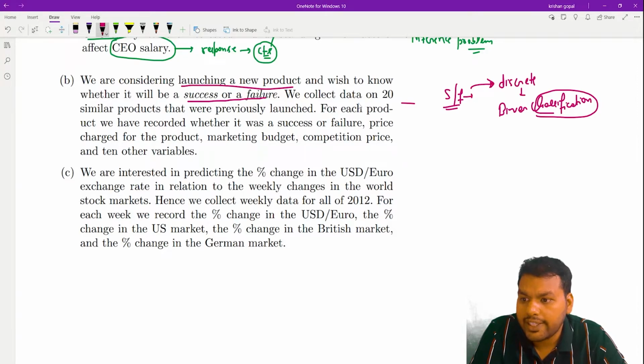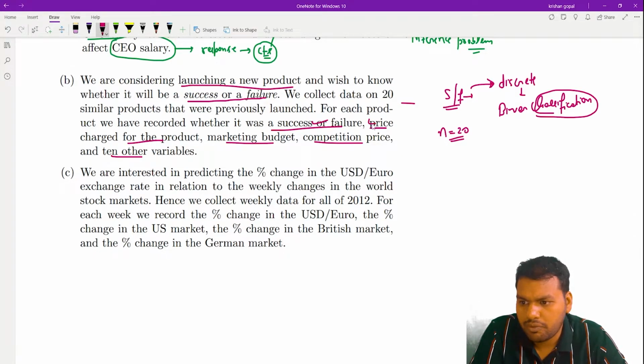Now we collect data on 20 similar products, n is equal to 20. Another answer I will also give. Now they are collecting the data on similar products that were previously launched. For each product we have recorded whether it was a success or failure, the price charged for the product, marketing budget, competition price, and 10 other variables.